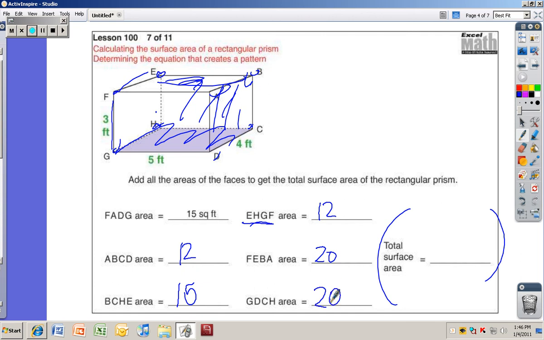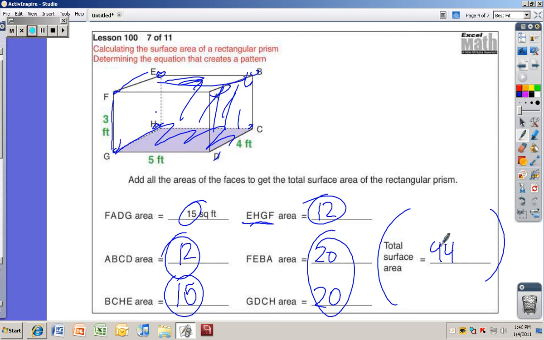So you're going to add all these numbers together. We got 40 here, 30 there. What's 40 and 30? 70. 70 and 24 makes 94 square feet. Total of 94 square feet.